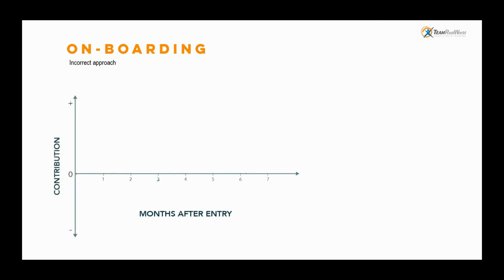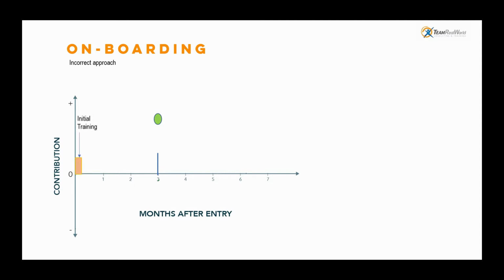All right, so let's take a look at the onboarding process. First, I'll show you the incorrect approach, and then I'll show you the proper approach. You have 7 months here of onboarding, and on the left-hand side is a contributing factor to show how much a person can contribute and become productive in the company. The first 3 months is what we set our goal for, and we normally want them to be very high at producing within the first 3 months.